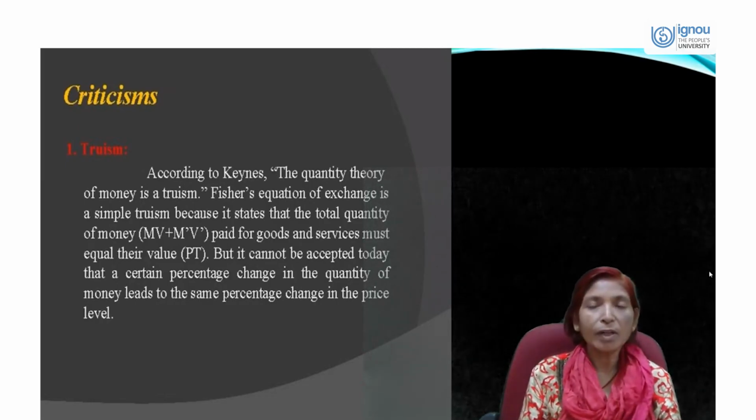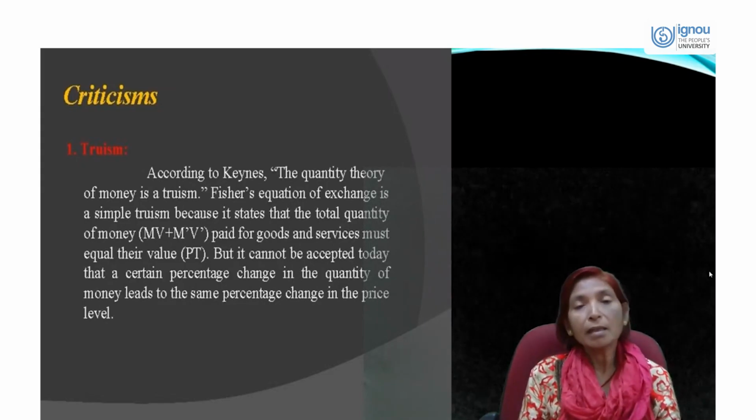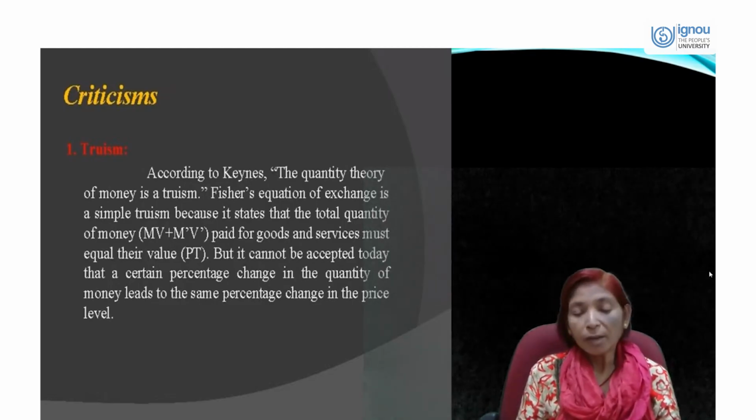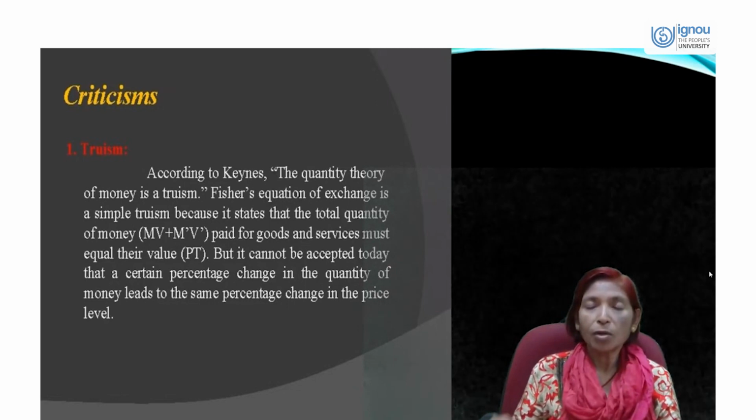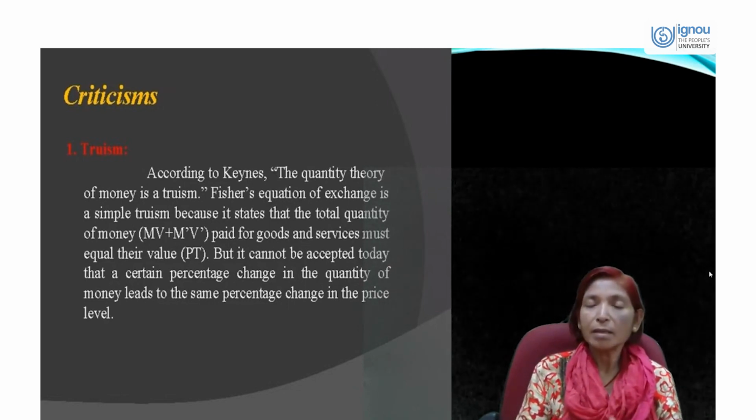And this process will go on continuously until full employment is achieved. If full employment is achieved, then nothing will increase. Income, output and employment level will remain constant. Then what will increase? Only the price level will increase.